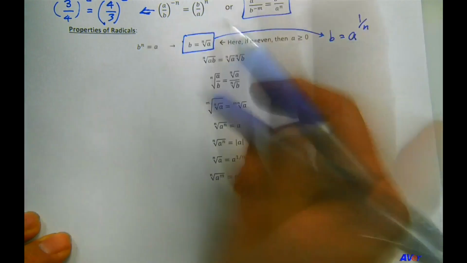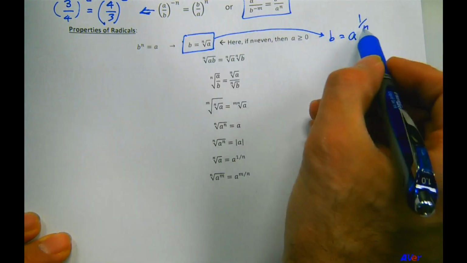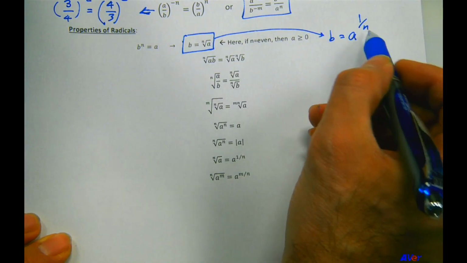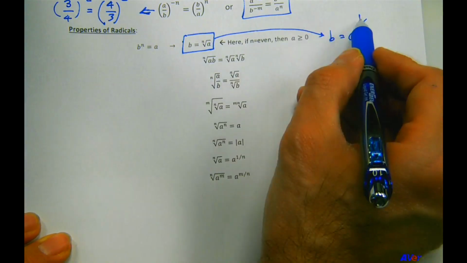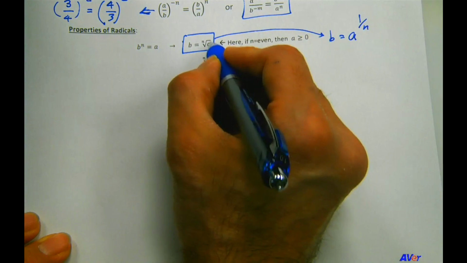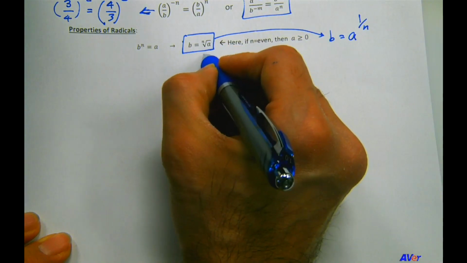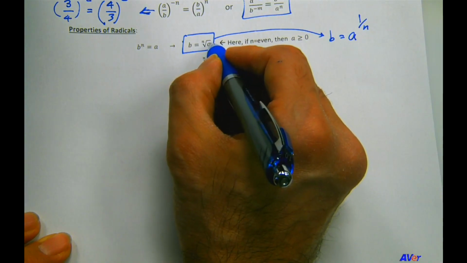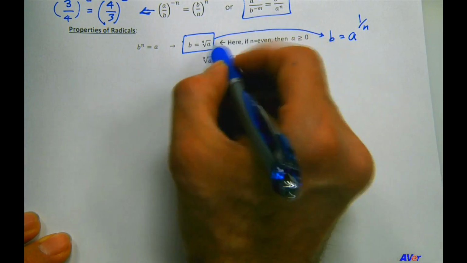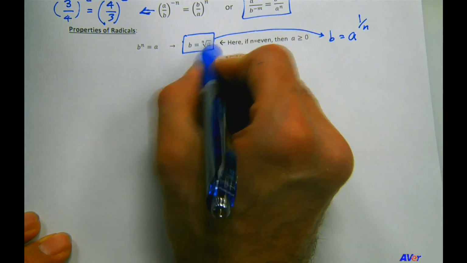So the radical expression is gone. Instead, I have a fractional exponent, right? Where is the 1 coming from? 1 is the power of a on the inside. There's no power, right? So it's 1. And the n is the index of this radical expression.